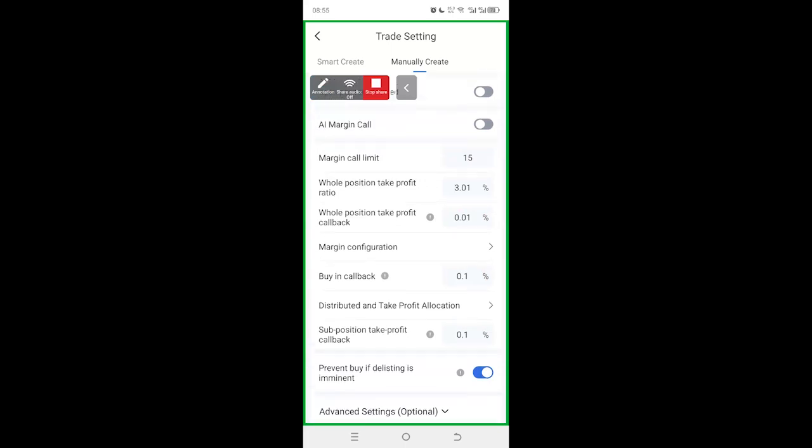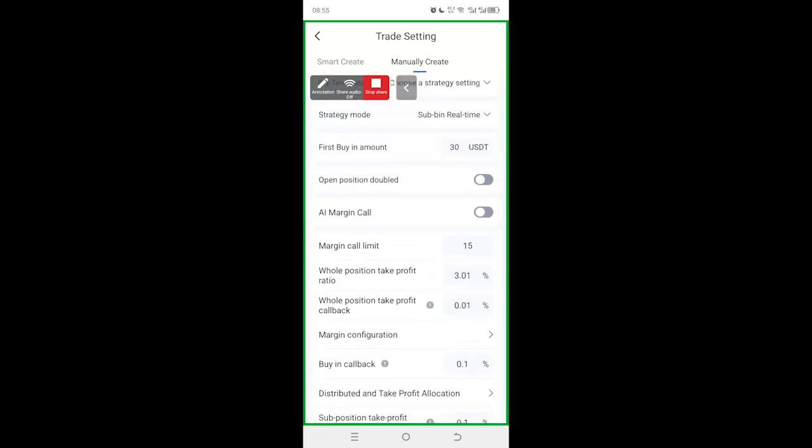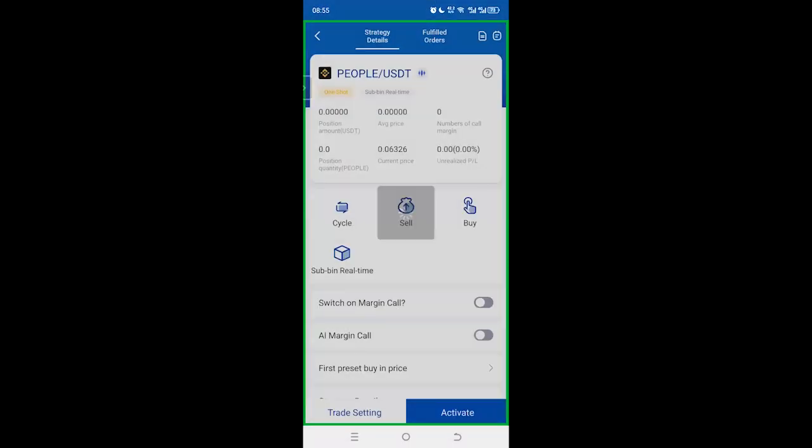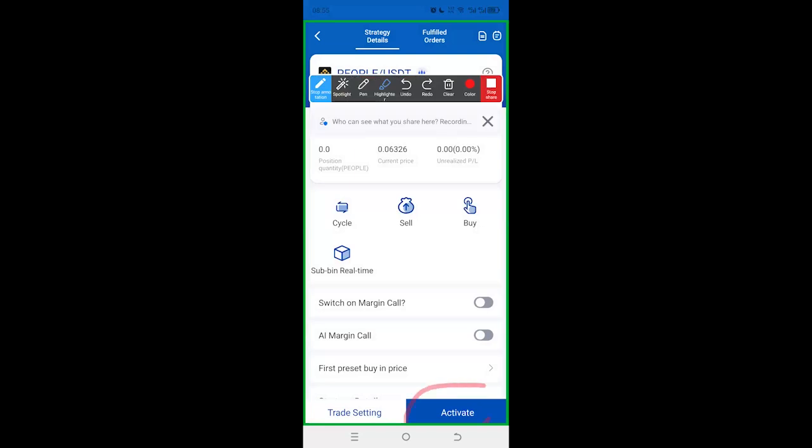Now, next is I'm going to start my robot. I come save and come and activate my robot. I will come and activate my robot like that.